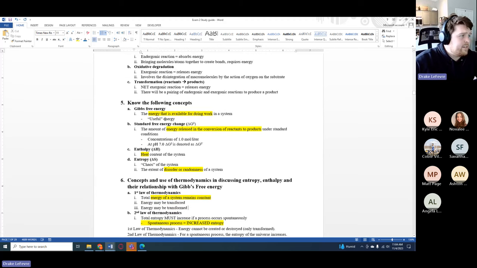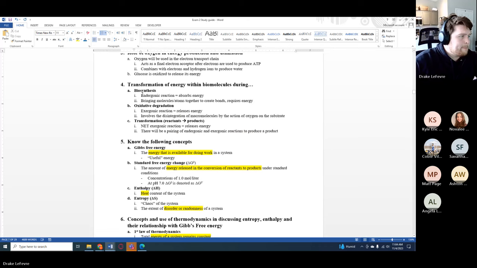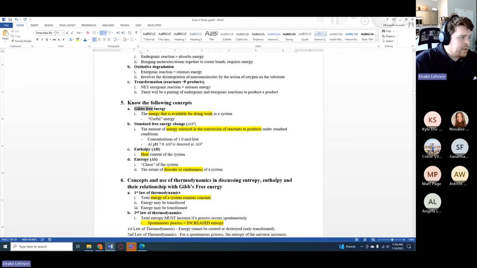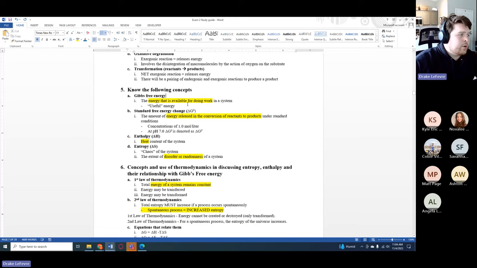A lot of this is just definitions. Like Gibbs free energy, you need to know the definitions of stuff. It's the energy that's available for doing work in a system. When we talk about a system, think of the system as like a box where all of the energy and all the stuff is included, and you can determine the size of that box. So if we're looking at a chemical reaction, we can put a little box around just the two things that are acting on each other, and that is considered our system.